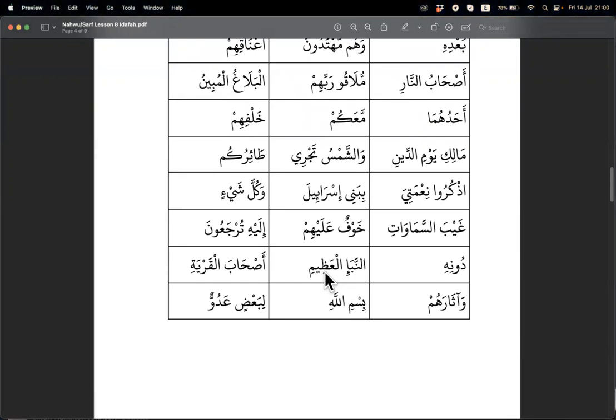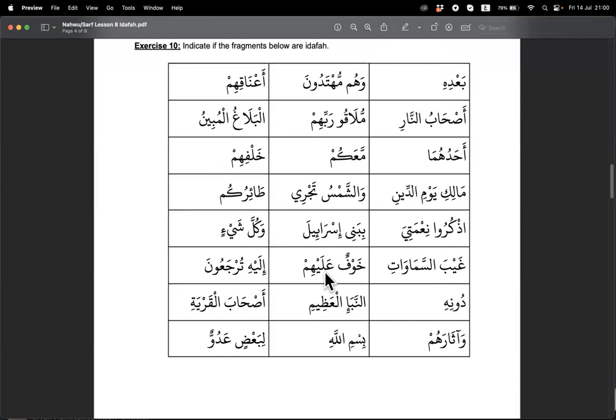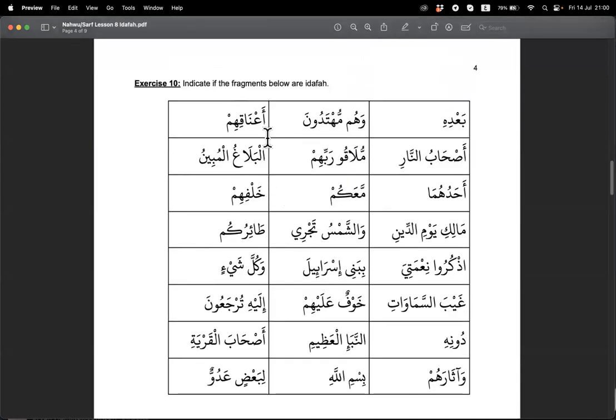Okay. So if you have an attached pronoun attached to an ism, do you have an Idafah or not? So for example, here, this is ism naqi, and then you put a him. Does this become an idafa?